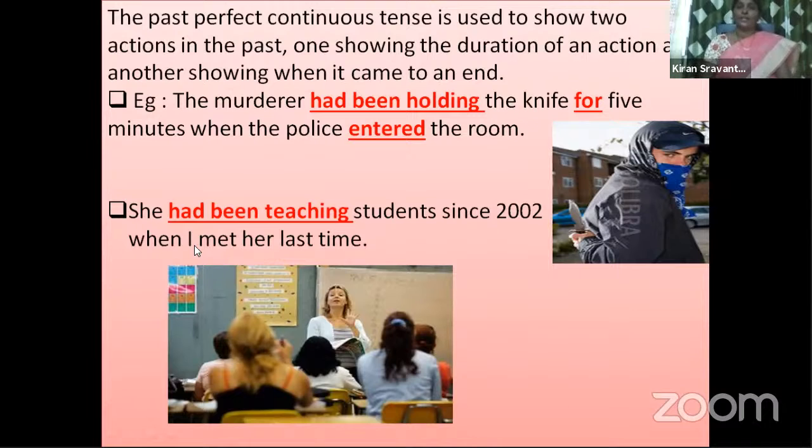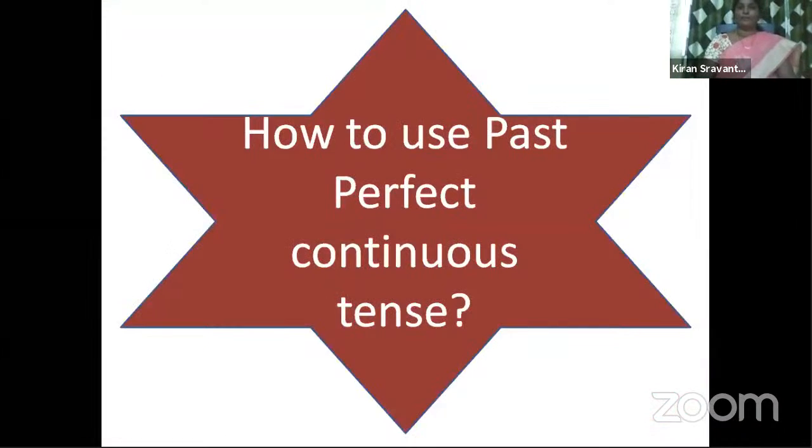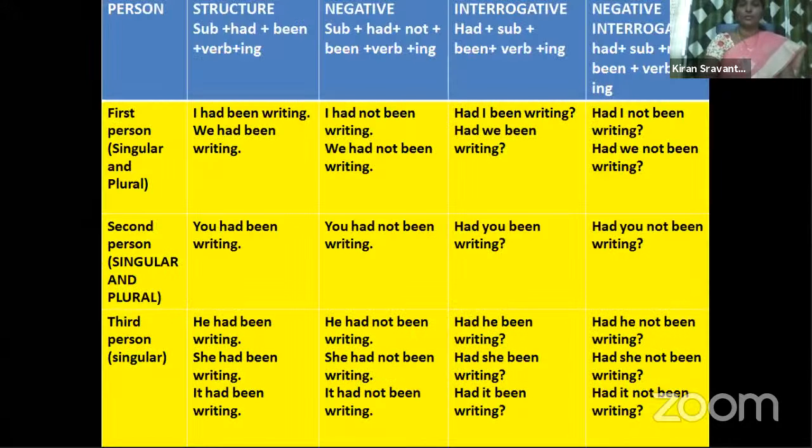That was the completed action. So when I met her, something had been happening at this point of time. So what had been happening? She had been teaching students since 2002 when I met her last time. So that we have to remember. Then again, how to use past perfect continuous tense, that we have to learn.